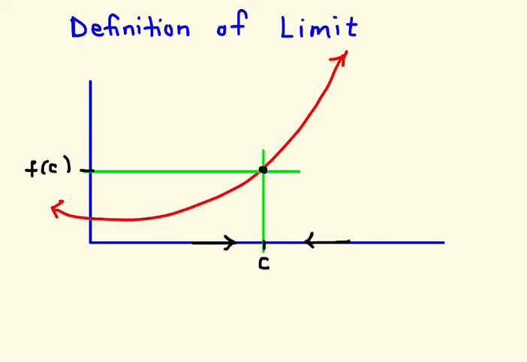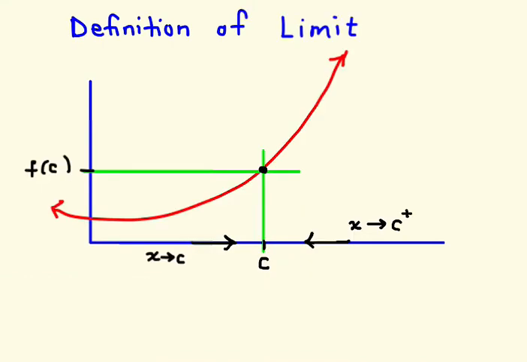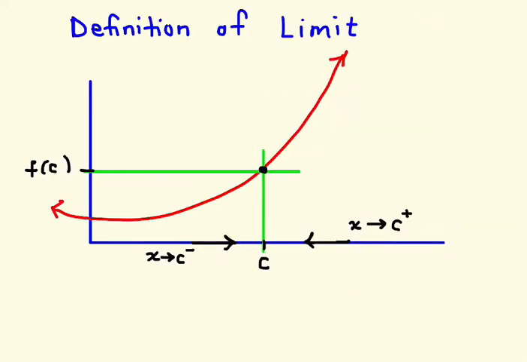This is the x-axis. We're approaching c. So x is actually approaching c from both sides. X is approaching c over here too. And in fact, when I say x is approaching c from the right, I put a little plus sign. And when I say x is approaching c from the left, I put a little minus sign. That's how we indicate it. So x is approaching c from the right and from the left.